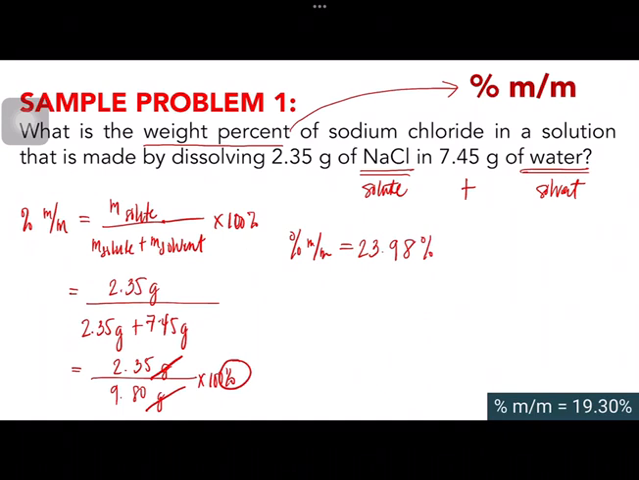Okay, so the answer is not 19.30 but 23.98%. Okay, so that is the computation. So, kapag nag-dissolve ka ng 2.35 grams, tas nilagyan mo siya ng 7.45 grams of water, ang mape-prepare mo sa solution by percent by mass ay 23.98%. Okay?